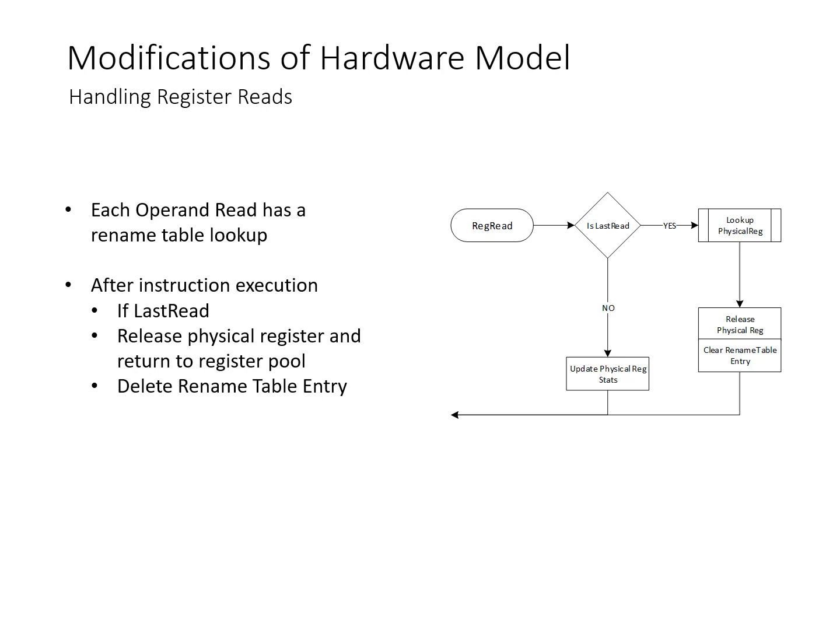Every operand read also triggers a lookup of the renaming table. Once the complete instruction has been executed, we check the register lifetime information in terms of the last read flags that might have been set for any of the 3 operands being read by the instruction. If it is a last read for the architecture register, then the renaming table returns the physical register to the physical register pool and deletes the corresponding entry.